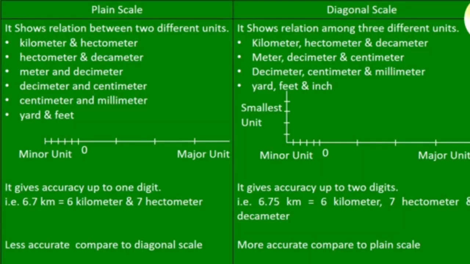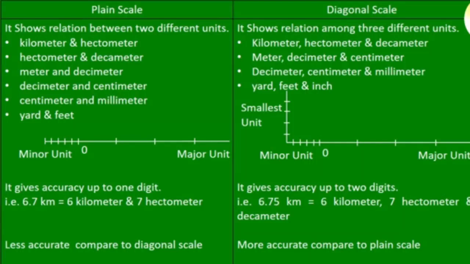Now, this plane scale gives accuracy up to 1 digit only. For example, if we have 6.7 kilometers, then it can be accurate up to 6 kilometers and 7 hectometers because it has two different units. So we can write in plane scale 6 kilometers and 7 hectometers. But in diagonal scale, this 6.75 kilometers can be written as 6 kilometers, 7 hectometers and 5 decameters.